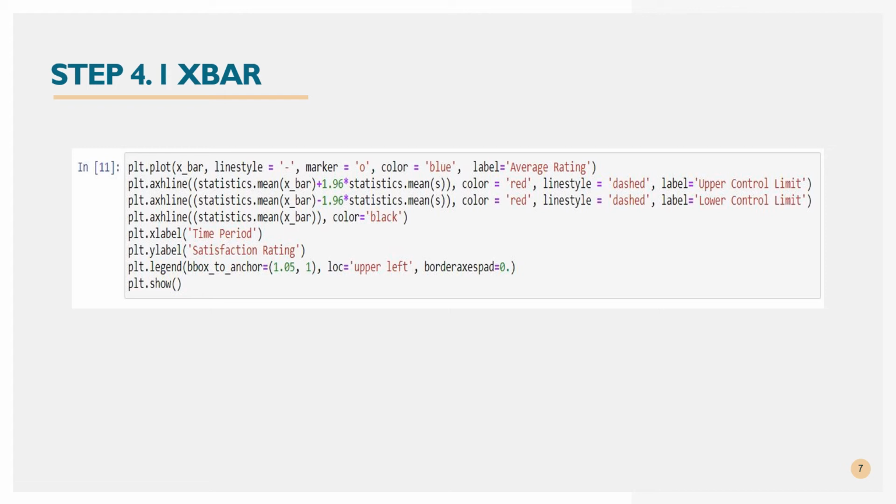The X and Y label was given time period and satisfaction rating. The legend was created at the upper left corner, and the plot was exhibited by using plt.show.